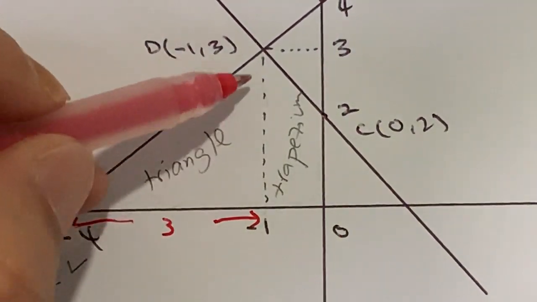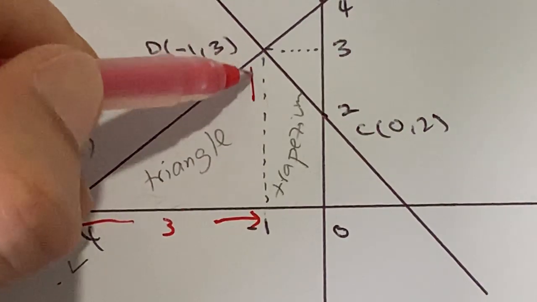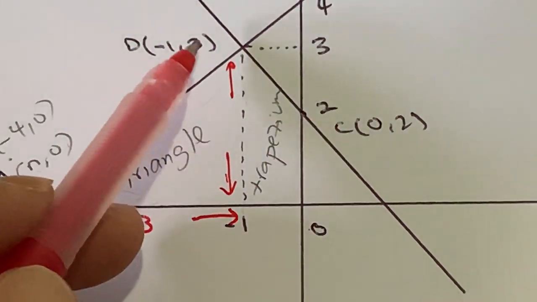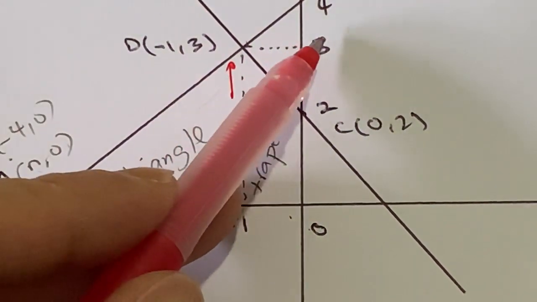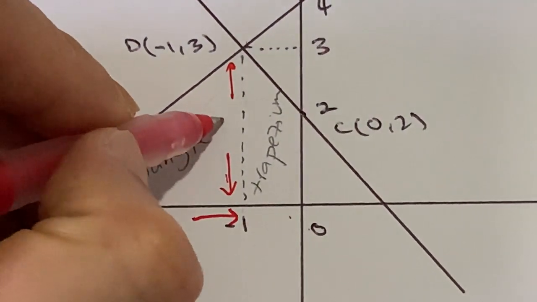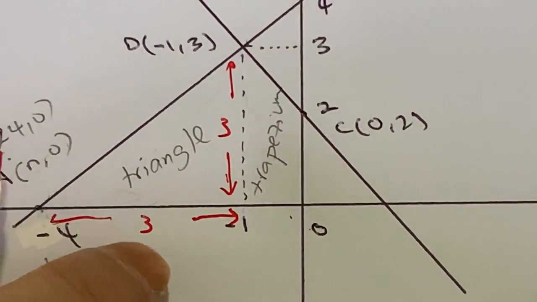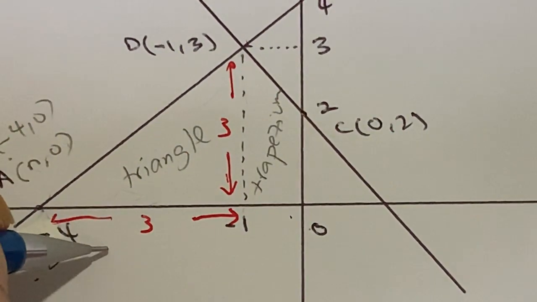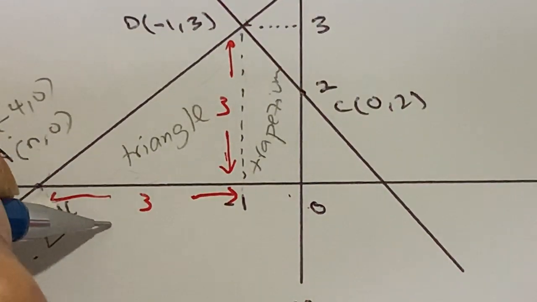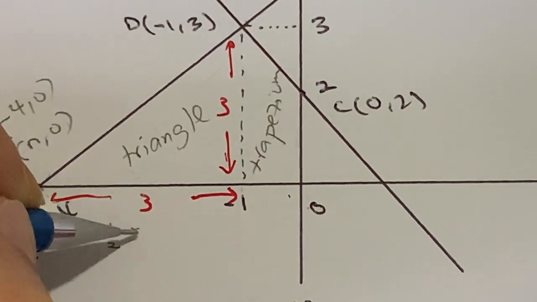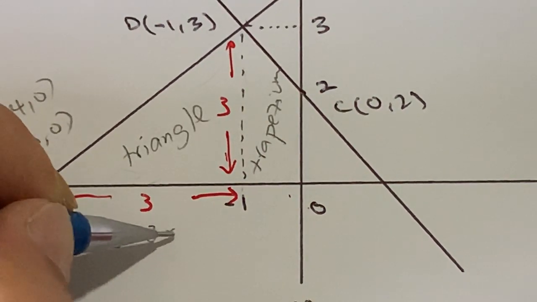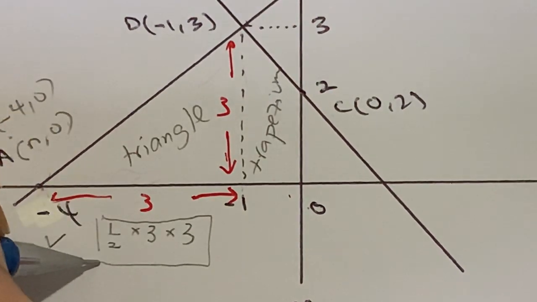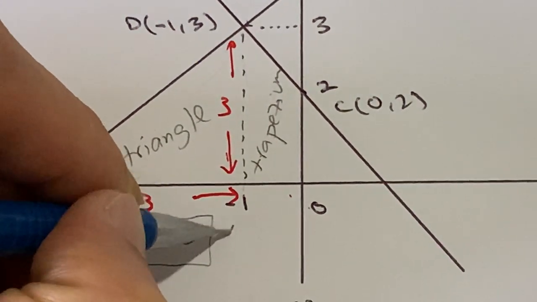And the height of this triangle is from 0 move up to 3. So this one is obviously 3. So the area of the triangle will be half times 3 times 3. I'm going to put it down here to remind ourselves first. Half times 3 times 3. So this will be the area of the triangle.